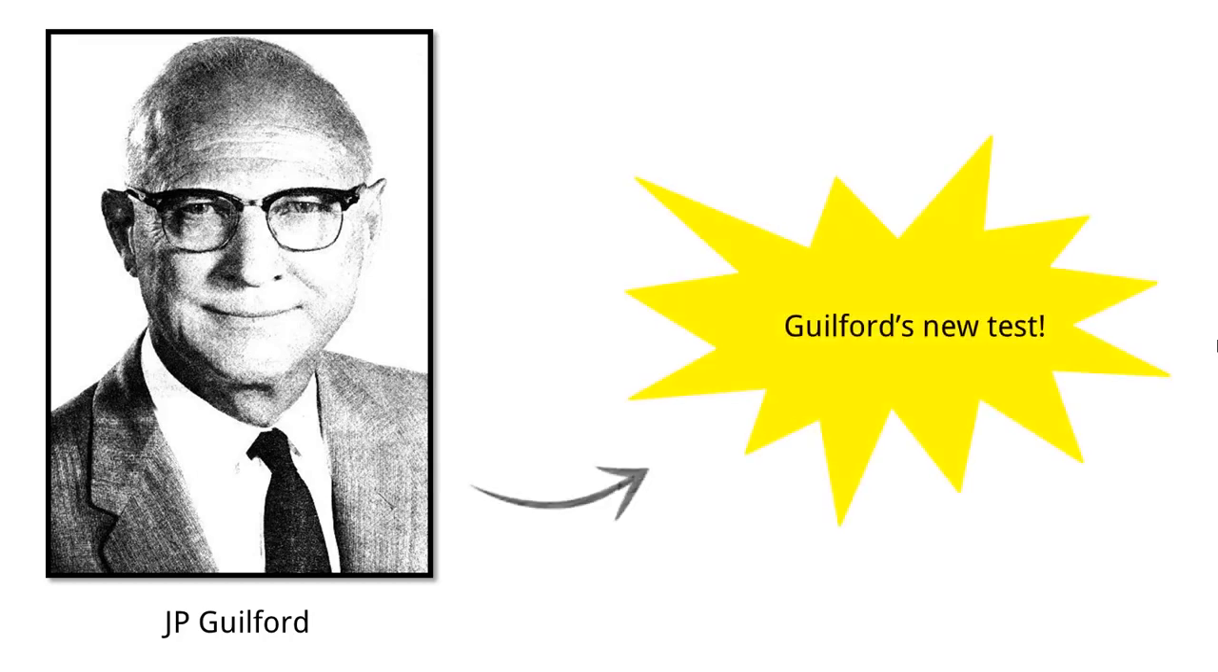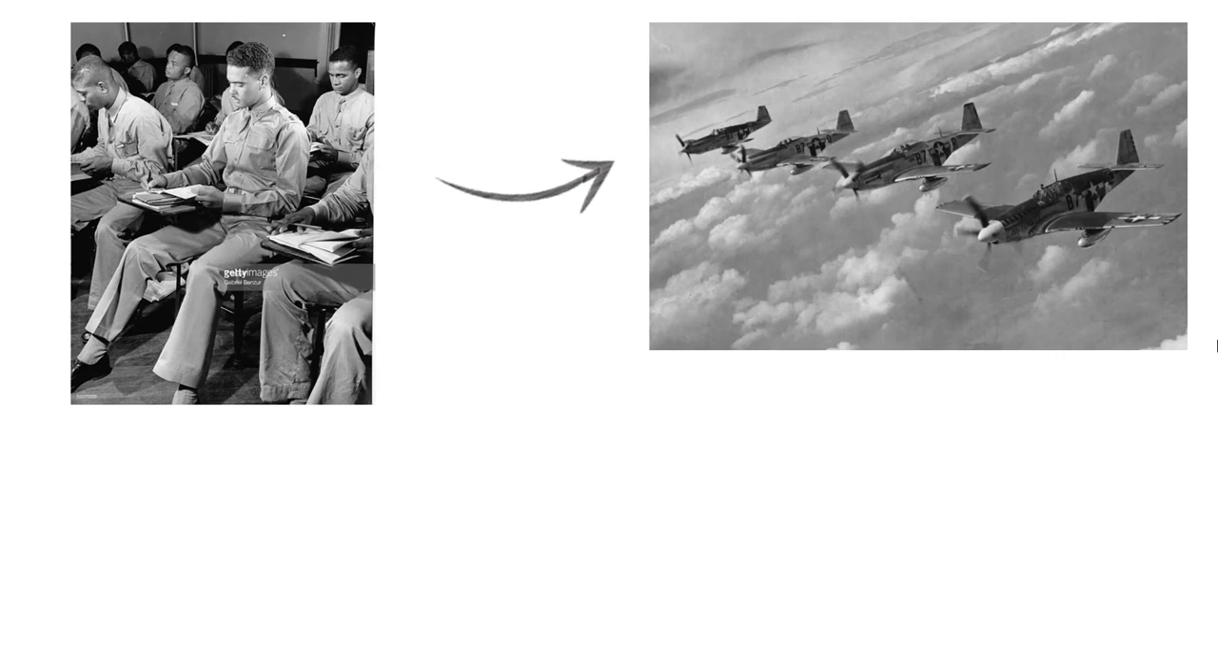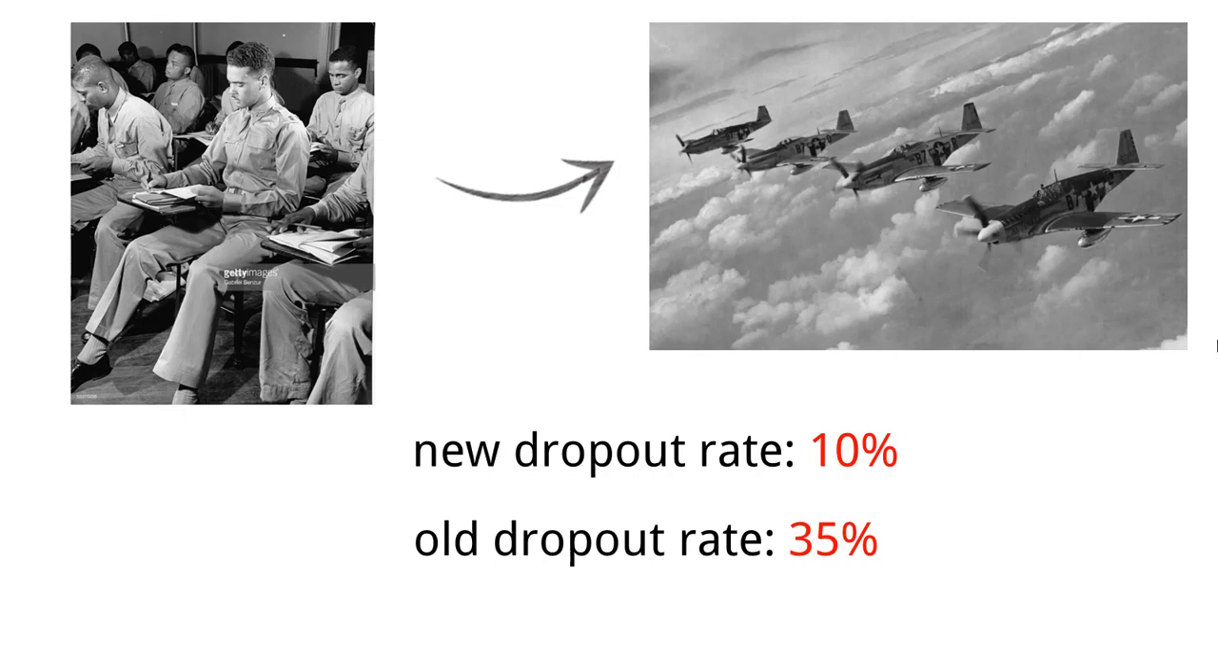Now, remember that in a previous video, we talked about J.P. Guilford, the man who invented the new test that was used in the U.S. Army Air Corps and their search for high-quality pilots who would stay in their training program and ultimately serve. If you remember, J.P. Guilford helped lower the dropout rate, and with his test, the new dropout rate was 10%. And amazingly, the old dropout rate had been so much higher, 35%. So what J.P. Guilford figured out with the structure of intellect was really effective.